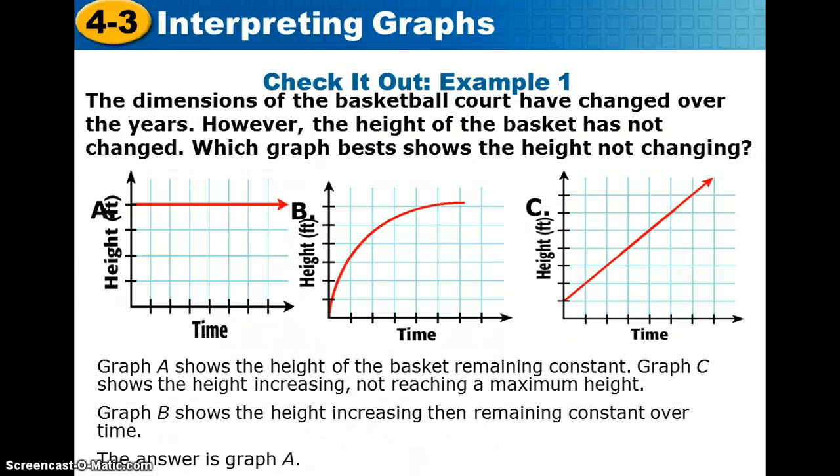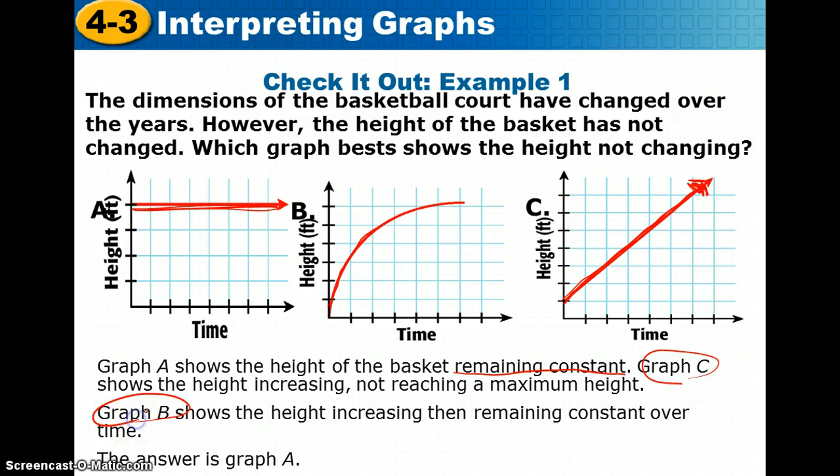Graph A shows the height of the basket remaining constant. It is not changing over time. Graph C shows the height increasing. It's doing just like the tree. It's getting bigger and, oh, I'm sorry, Graph C, constant change, up, up, up, always increasing the same amount over time. And it's never going to have an end. It's going to continue on and keep growing.